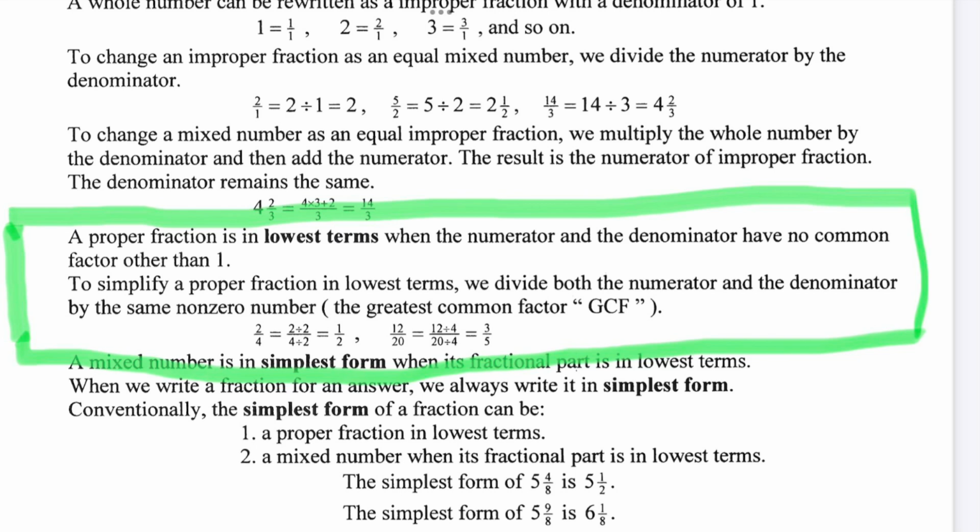A proper fraction is in lowest terms when the numerator and the denominator have no common factor other than 1. To simplify a proper fraction in lowest terms, we divide both the numerator and the denominator by the same non-zero number, the greatest common factor, GCF.